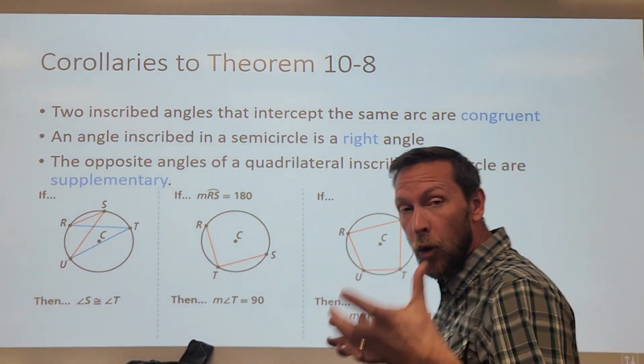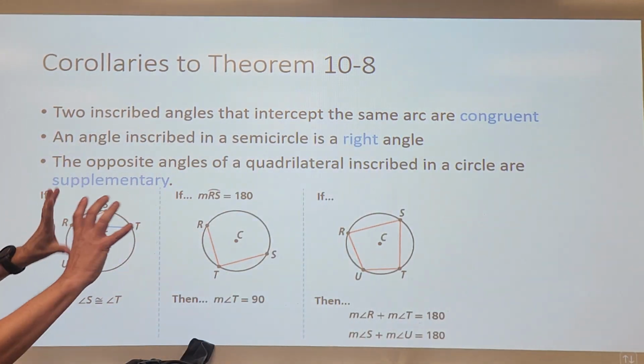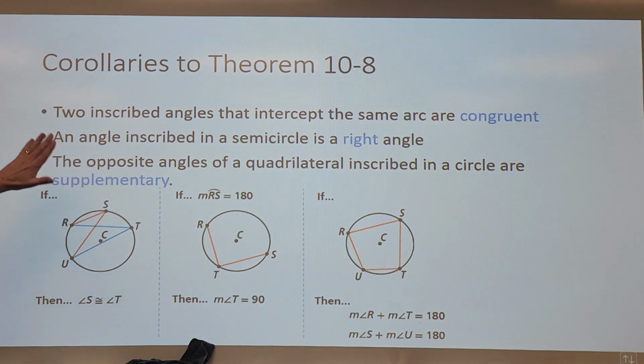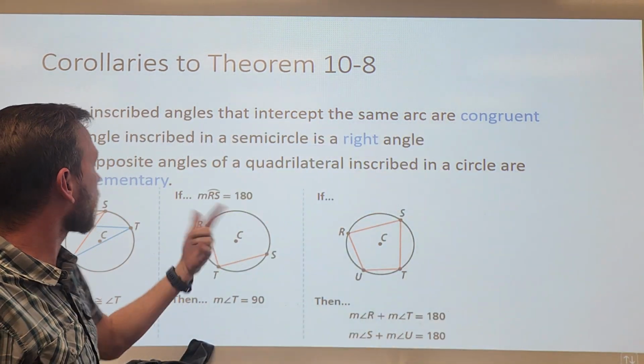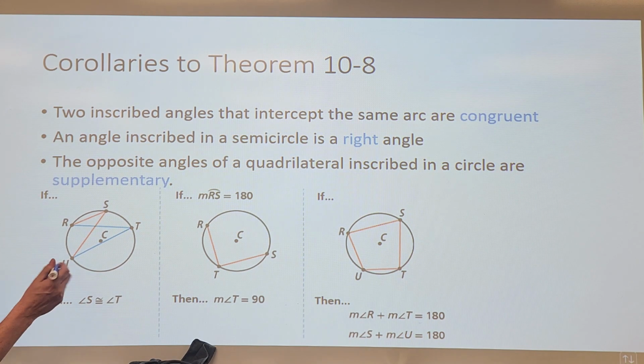All right, some corollaries. And so these are some fun extensions to this conversation. Two inscribed angles that intercept the same arc are going to be congruent to each other. So here's what this is saying.